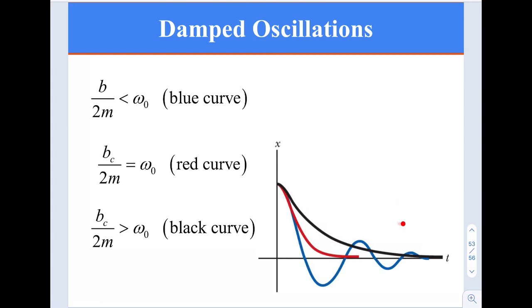And then we have three types of oscillation. This is actually figure 15.22, page 405. The blue curve is underdamped. This one is underdamped.